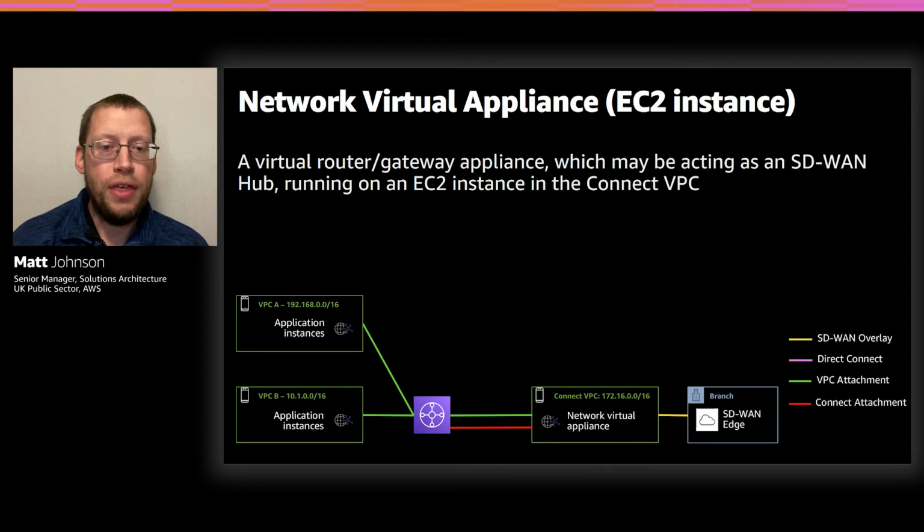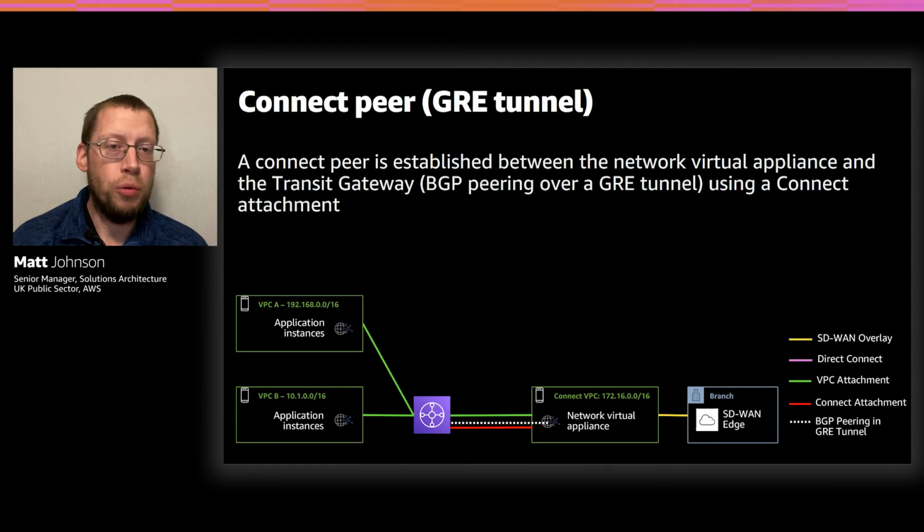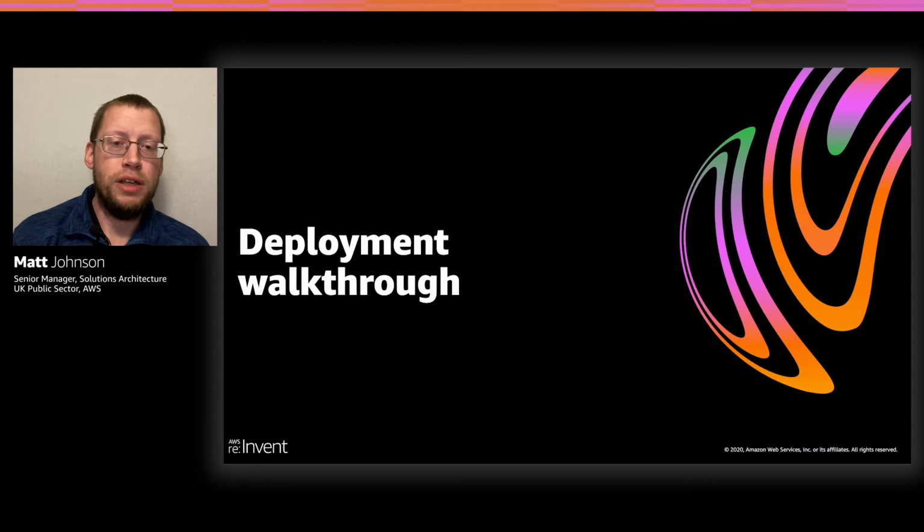But what will happen then is we are able to create what we call a Connect peer. This Connect peer is a GRE tunnel, which is established between the network virtual appliance in the Connect VPC and the Transit Gateway itself. And once that GRE tunnel is established, we can exchange routing information using BGP. And now we can integrate Transit Gateway into our SD-WAN architecture. So those are the components that make it up. What we'll do now is go through a quick deployment walkthrough.